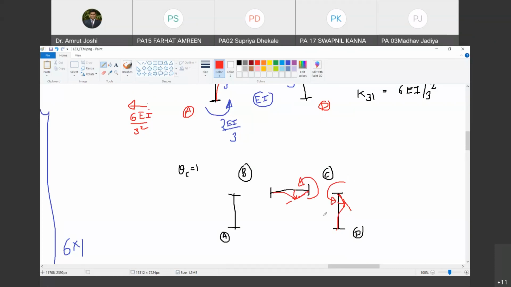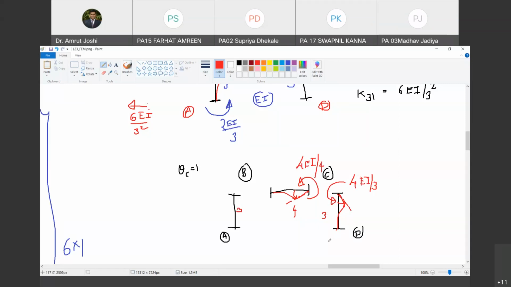How much are these moments? So this is 3 meter, this is 4 meter, this is 3 meter. So this far end is fixed. This must be 4 EI by 3. Yes. This far end is fixed. This must be 4 EI by 4. Agreed? Yes, sir.